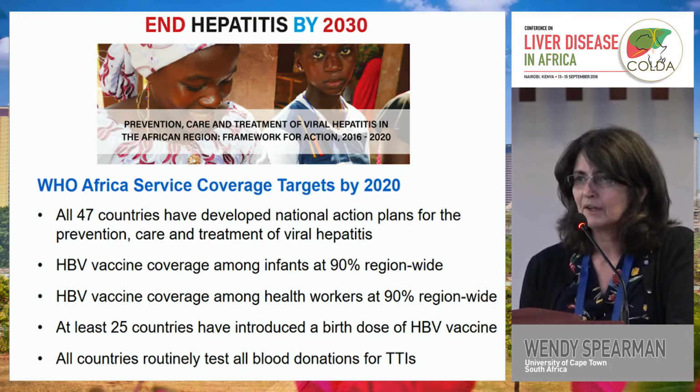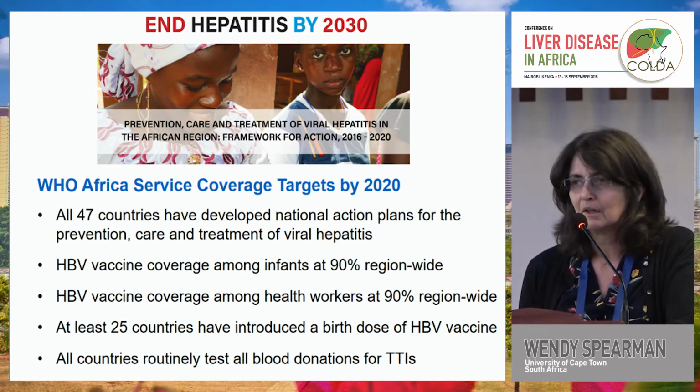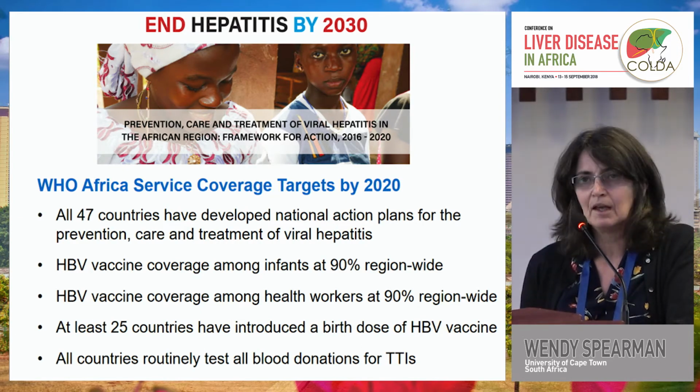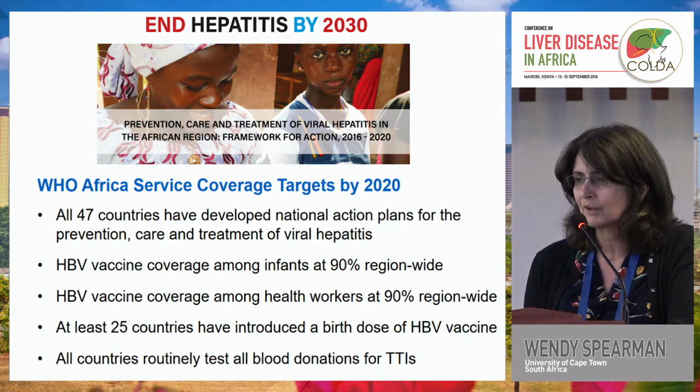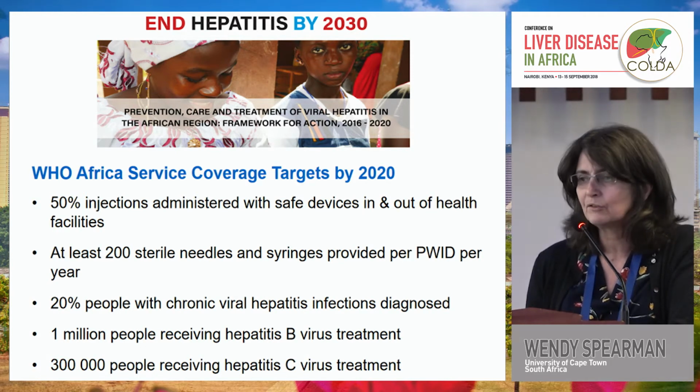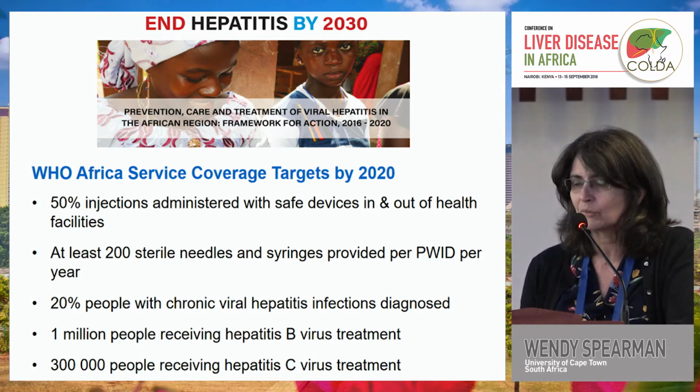Recognizing the real burden of viral hepatitis, there are a number of service targets that were put forward by WHO Africa by 2020. But remembering we're now in 2018, we're probably not achieving this. 47 countries should have developed national action plans. Hepatitis B vaccine coverage amongst infants and healthcare workers needed to be 90%. And at least 25 countries should have introduced the birth dose vaccine, with all countries testing blood transfusions. 50% of injections need to be administered with safe devices, and at least 200 sterile needles and syringes should have been administered to injecting drug users per year.